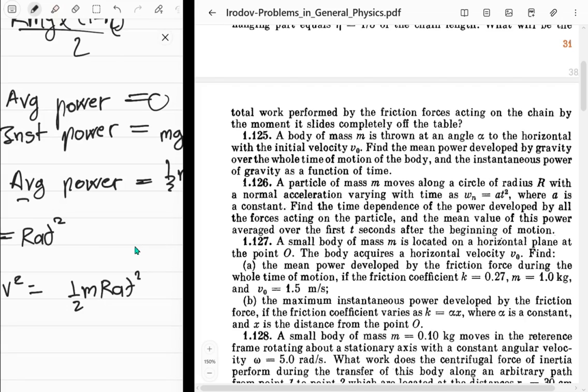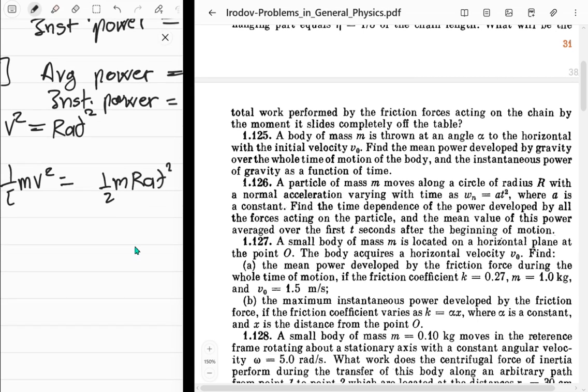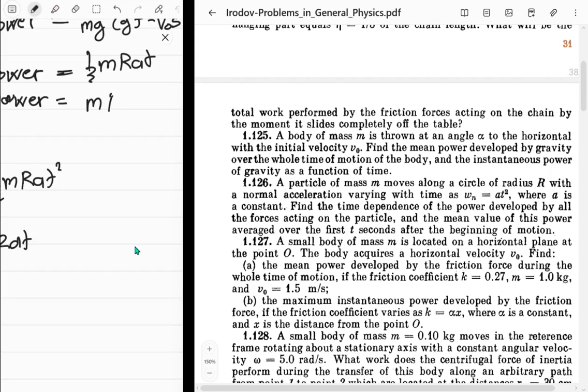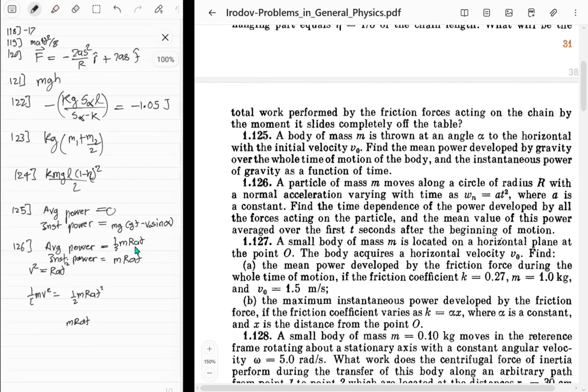And instantaneous power is just the derivative of this thing with respect to time, which is going to be mrat times, well, just that actually. So it's going to be mrat. Cool. This is awesome. Next.